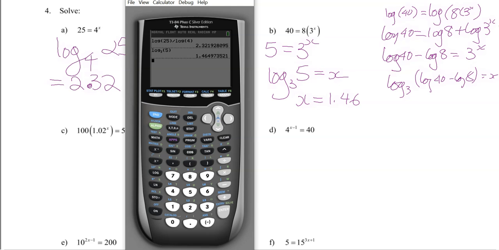So if I did log base 3, and I go in here, log 40 minus log 8. Yeah, that'll do it. Nope. See, this is why you never want to do that. Log base 3. In theory, that should work, but it didn't. That's why you don't want to do that. I've got to pause there.